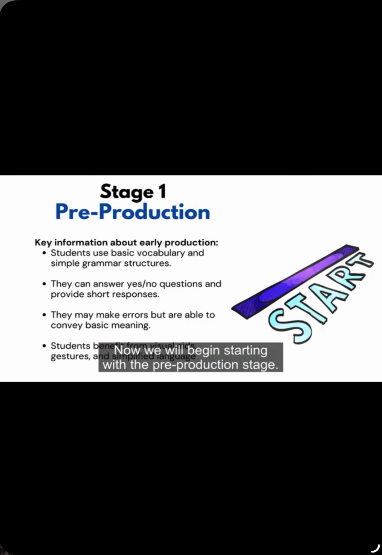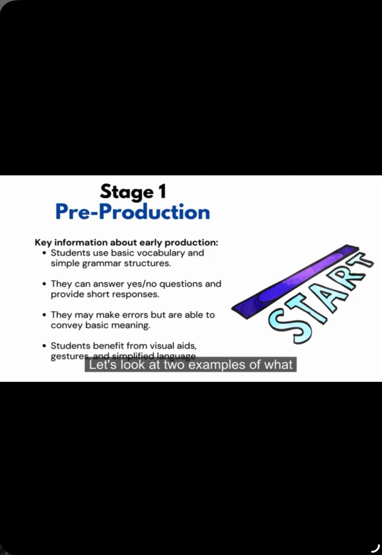Now we will begin, starting with the pre-production stage. What are things that people in the pre-production phase do? Students may be silent or use nonverbal communication. They focus on listening and understanding. They may start using single words or short phrases. Students rely heavily on visual aids and gestures.